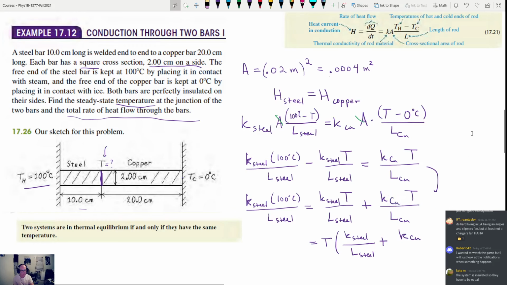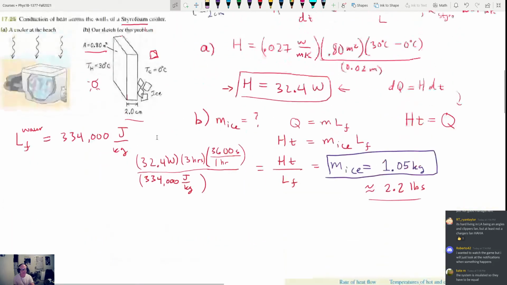My bad. Okay, so K copper times nothing, divided by L copper, there we go. That should be equal to K steel times 100 over L steel. Sorry, it gets a little bit illegible when I get to the bottom of the screen. And then we just need to go look up our numbers.